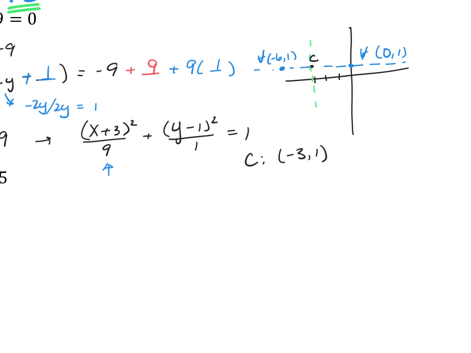Now, my minors, I'm going to go out 1 in each direction. Here's the axes for my minors. So I'm going to go up 1 and I'm going to go down 1. So my minor vertices happen at negative 3, 2 and at negative 3, 0. So here's my graph.